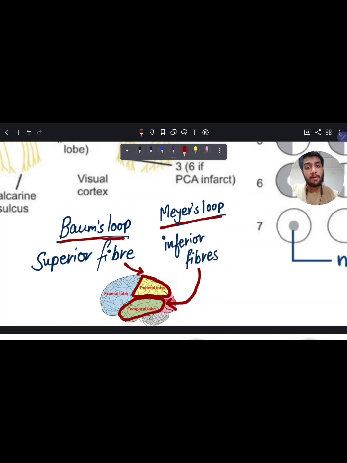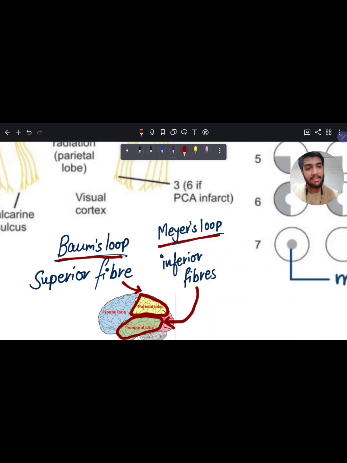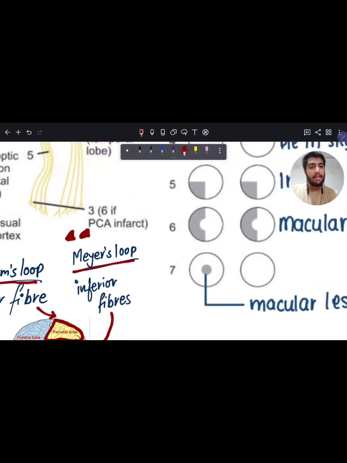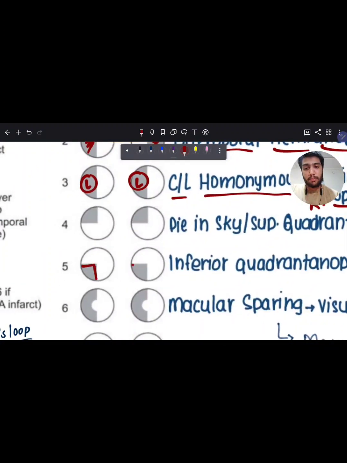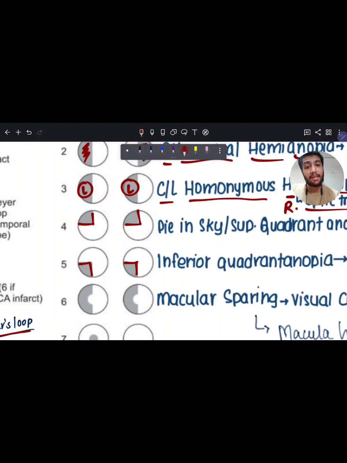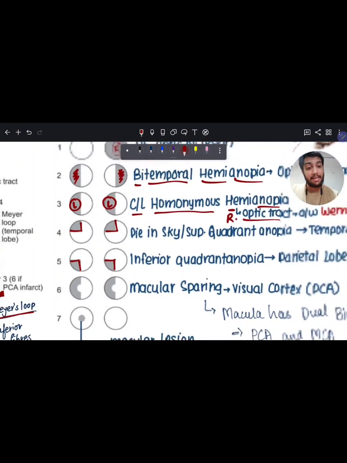और मेयर्स लूप में अगर डैमेज है देन इट इज़ गोना गिव यू अपीयरेंस ऑफ पाई इन द स्काई. ठीक है, और अगर बॉम्स लूप में कोई डिफेक्ट है देन इट इज़ गोना बी इंफीरियर क्वाड्रेंट एनोपिया. आई होप दिस इज क्लियर. ठीक है, लाइक दिस. Inferior quadrant anopia is because of Bohm's loop, and superior quadrant anopia, it is because of the inferior fibers which are the Meyers's loop, which is also known as pie in the sky.